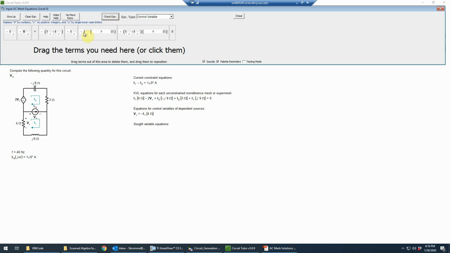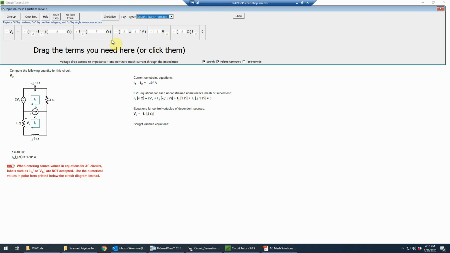And then finally we need to write a SOT variable equation for the branch voltage across the current source. So we select SOT branch voltage to get the proper palette of terms here, and that will be V0 equal to. And now we have to remember, this may be the tricky part of the problem, is that the voltage of a current source is whatever it needs to be, right? It does not have any value defined by the source itself. Instead, this source has a fixed current of 1 amp. It does not have, however, a defined voltage.